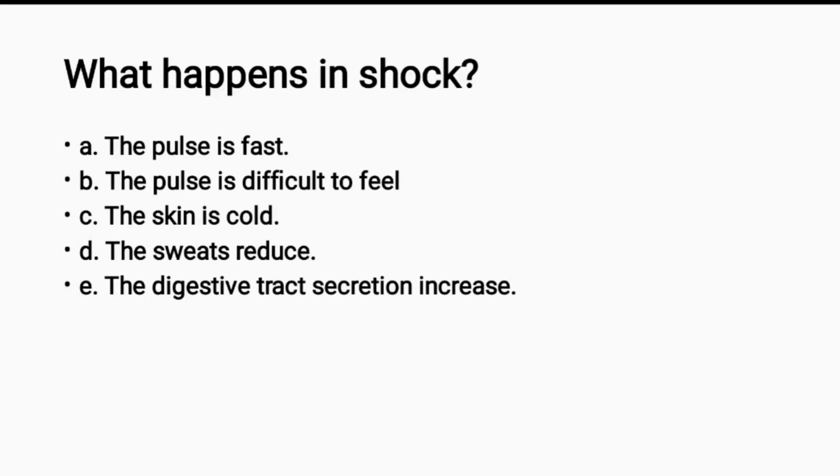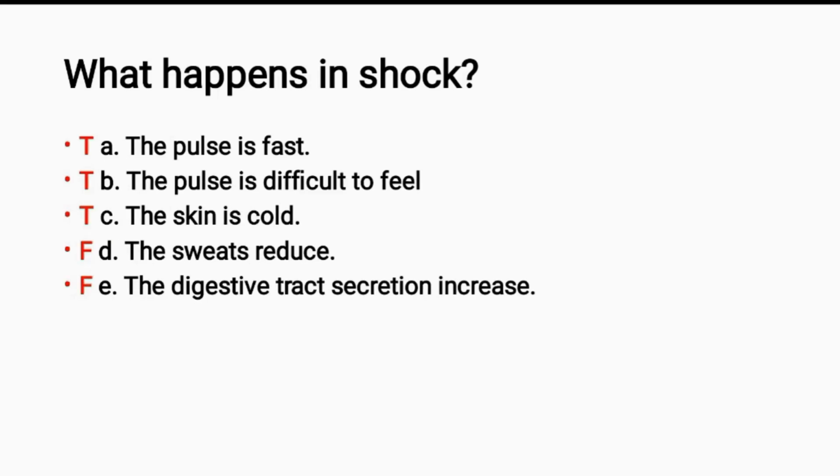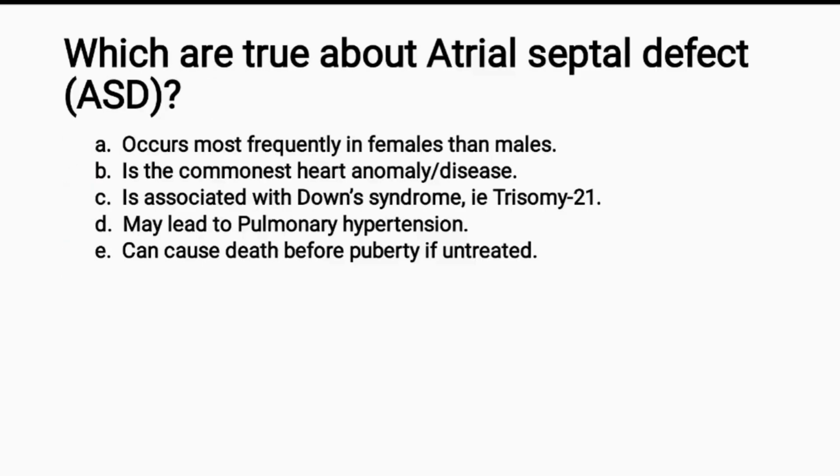What happens in shock? A, the pulse is fast. B, the pulse is difficult to feel. C, the skin is cold. D, the sweat reduce. E, the digestive tract secretion increase. Well, the answers are there except D and E. The sweat doesn't reduce. The digestive tract secretion does not increase.